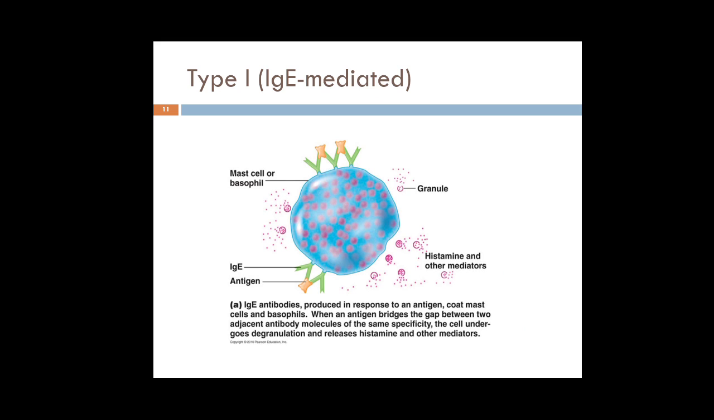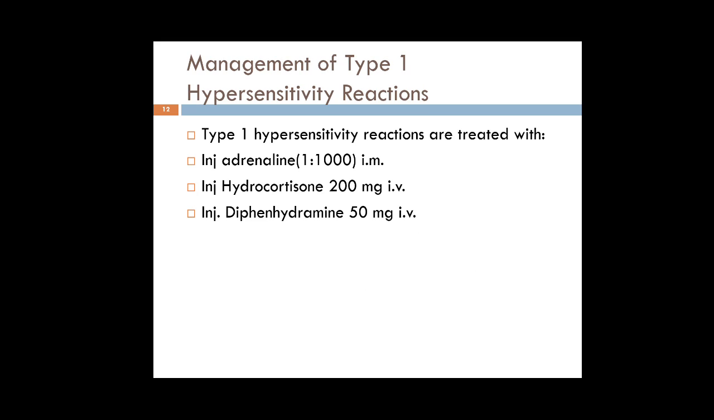So the picture itself suggests the IgE and antigen. The green Y-shaped structure you're seeing are antibodies, and the yellow structure you can see is an antigen. Okay, so this antigen antibody complex is binding over to the mast cells, and then degranulation of the mast cells is occurring, inside which there can be histamine and other mediators. Okay, and it causes allergic reaction.